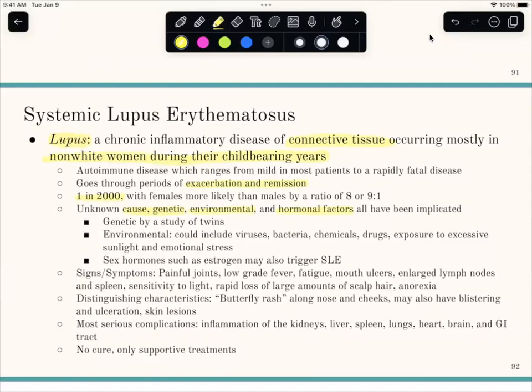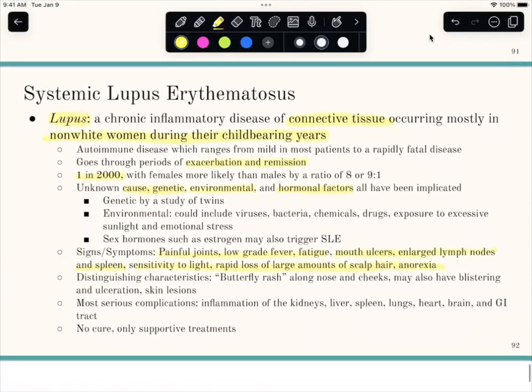There's a lot of things that play into it, but these people tend to have painful joints, fevers, fatigue, ulcers, enlarged lymph nodes. Their spleen can get enlarged, and they're sensitive to light. They lose a lot of hair, anorexia. In medical terms, anorexia just means they don't have an appetite. They can't eat. It's not that they're starving themselves to look skinny. It's just that they don't eat because they don't have that appetite there.